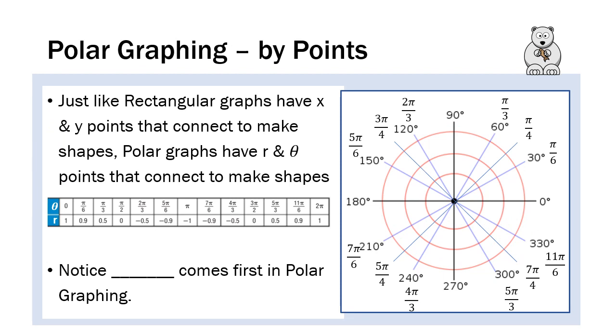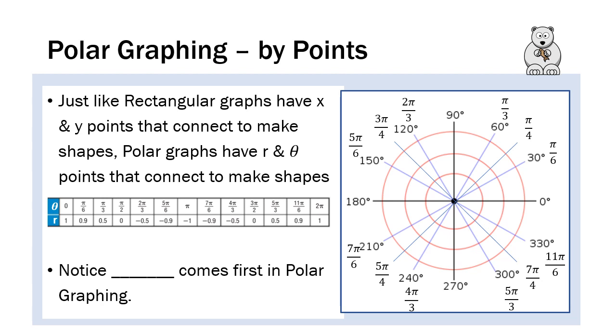So just like regular graphs, rectangular graphs with x's and y's make a shape, parabolas, they can make circles, they can make all kinds of shapes, not just lines. Polar graphs make some crazy shapes a little differently, but you still have points that you connect the dots and make the shape. So that's what we're going to do. We are going to start graphing the points like we did from the polar coordinate lesson, the last lesson.